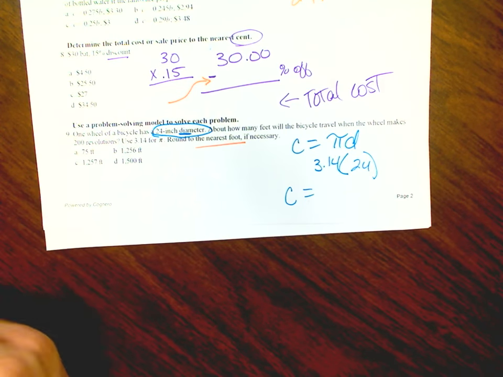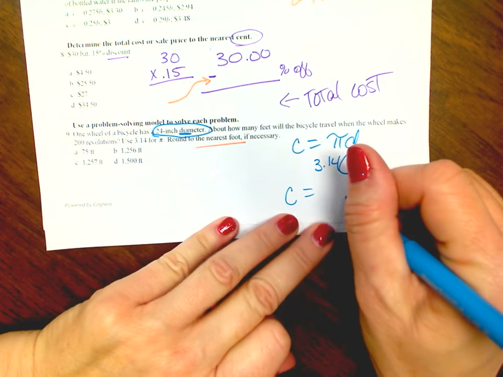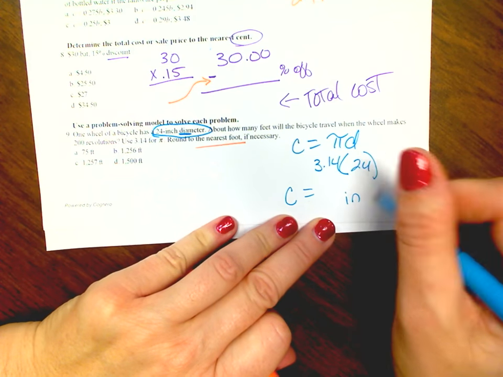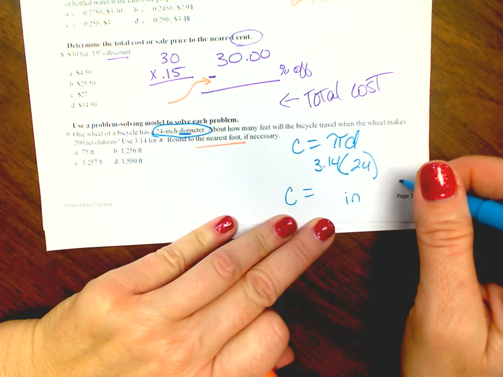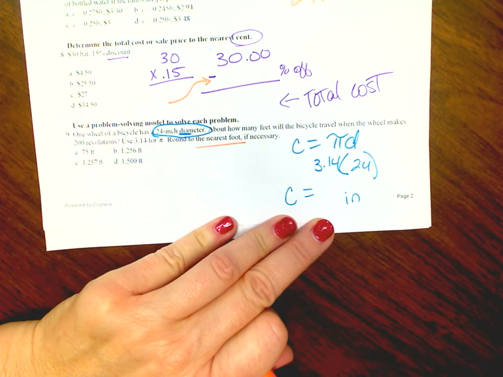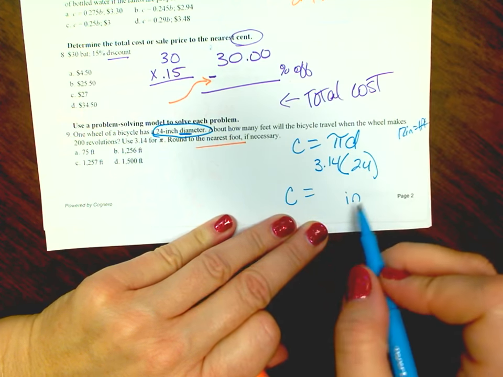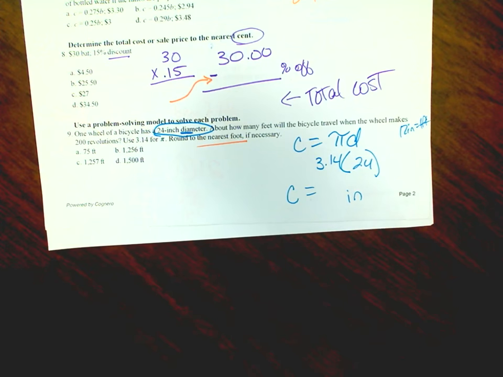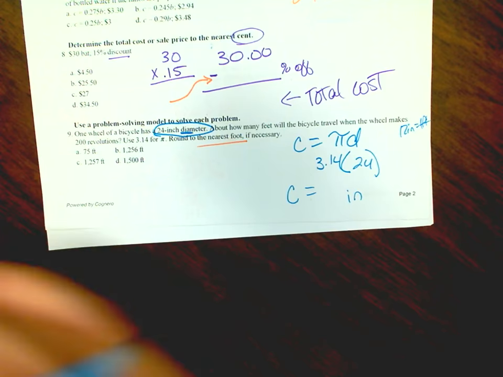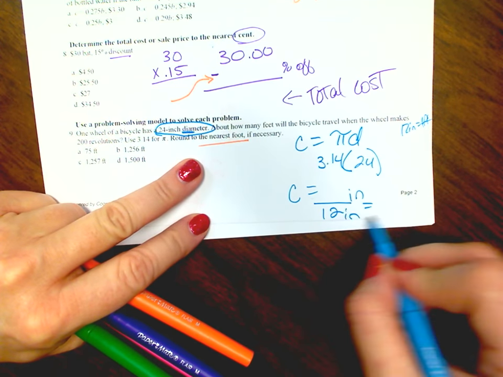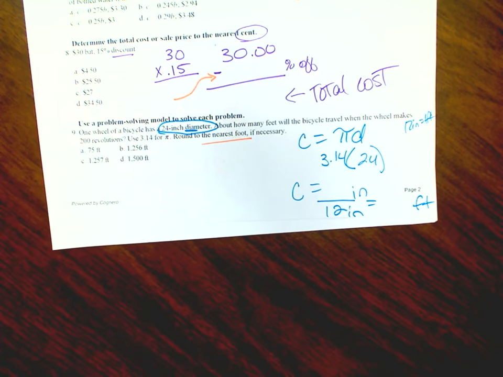And then you'll have, but this is going to be in inches, and you're going to have to convert it to feet. Okay, so there's 12 inches to a foot. Okay, 12 inches to 1 foot. So when you get your answer in inches, it's going to be a lot of inches. You need to divide it by 12 inches to get your feet. Okay?